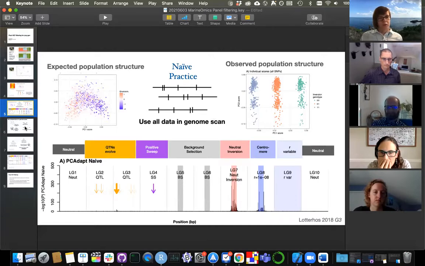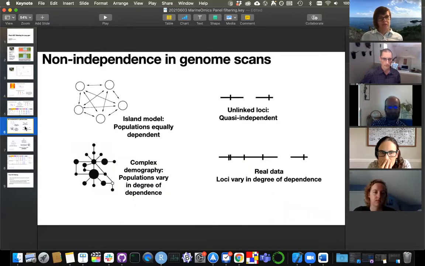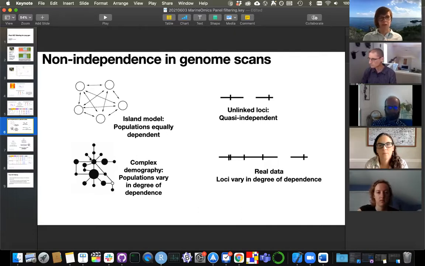So when you're thinking about doing some of these outlier tests, you really need to ask, are you really accurately estimating the structure, and is that being influenced by some degree of non-independence? We've gotten a lot better with methods looking at complex demography and controlling for that. But there's also a source of non-independence on whether loci are linked or not in the genome. And this is a source of non-independence that can really screw up principal components.